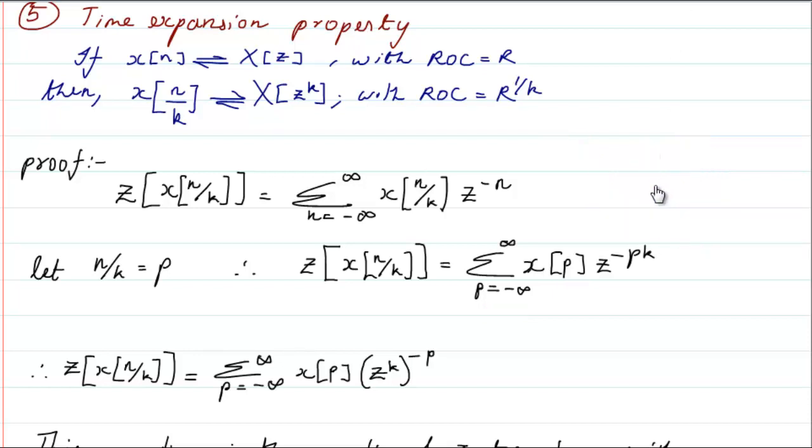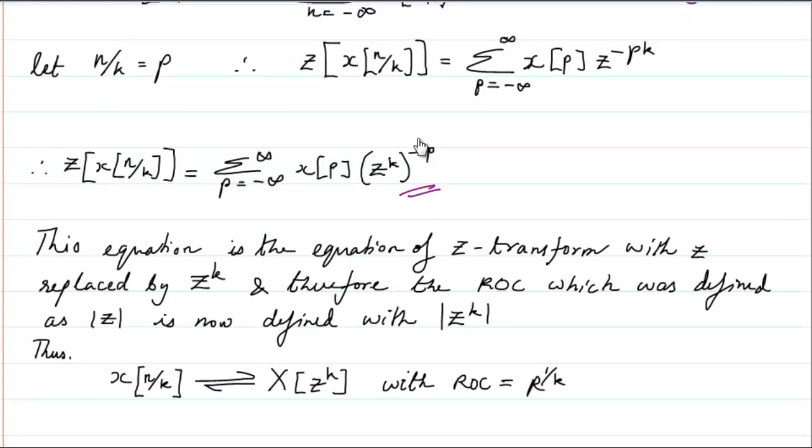Now z raised to power minus p into k can be written as z of k the whole raised to power minus p, and that is what we have done here. So if you look at this particular equation, what do you see? You see this as the equation of the z transform of x of p, which is actually x of n, but instead of z, all you have got is z of k.